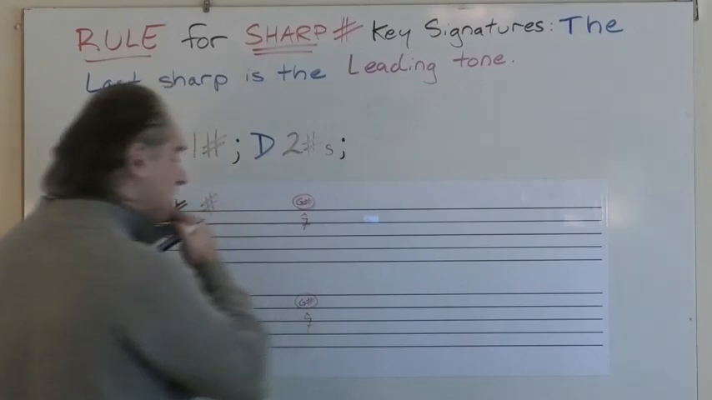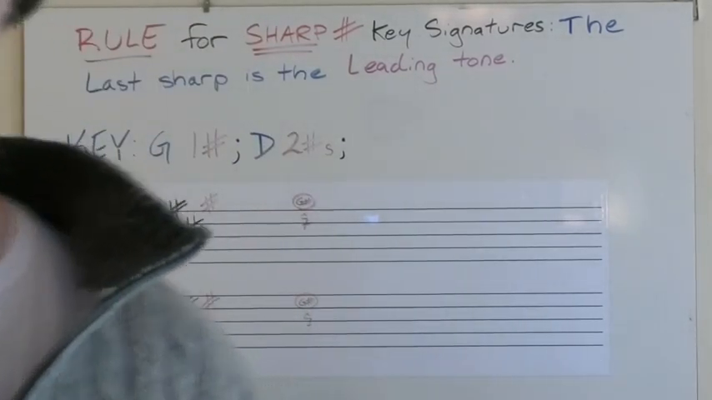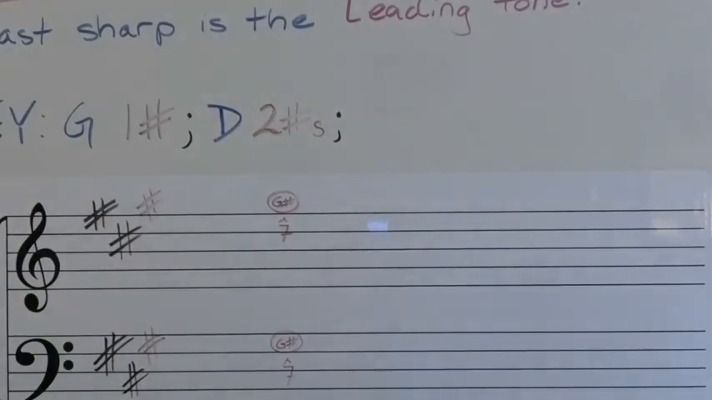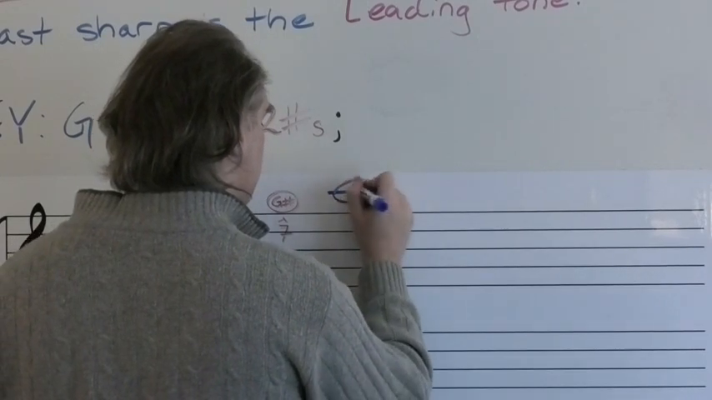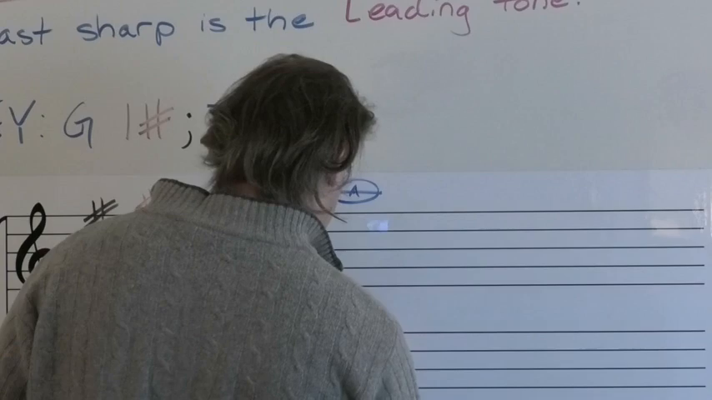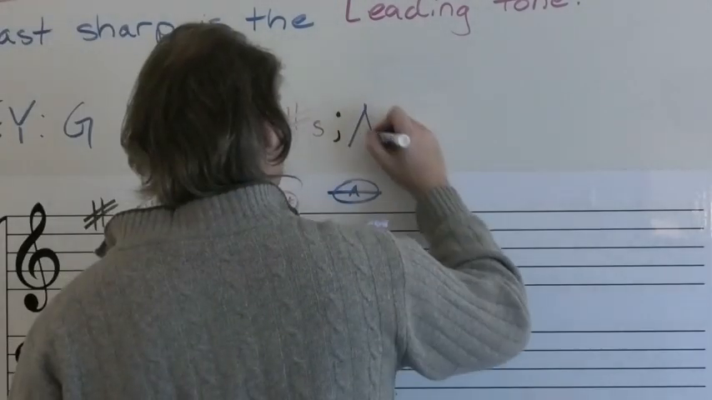So if G sharp is the leading tone, what key are we in? We are in the key of A. Key of A. Right. The leading tone is always a half step down from the tonic, so it's a half step up to A. So we have three sharps, and then we have the key of A.